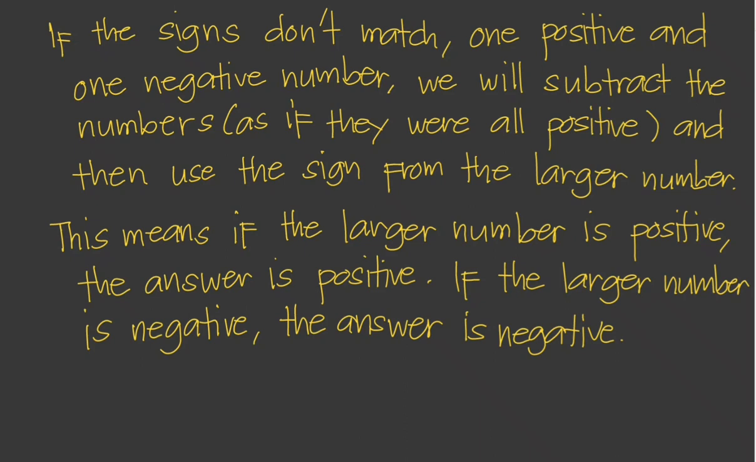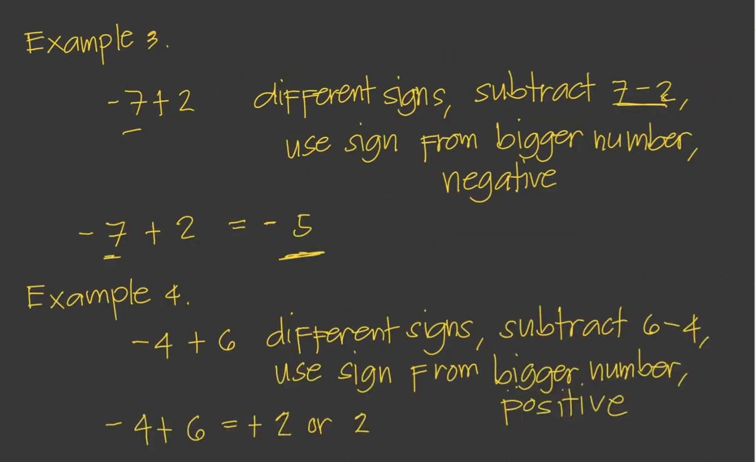If the signs don't match, one positive and one negative number, we will subtract the numbers as if they were all positive and then use the sign from the larger number. This means if the larger number is positive, then the answer is positive. If the larger number is negative, then the answer is negative.